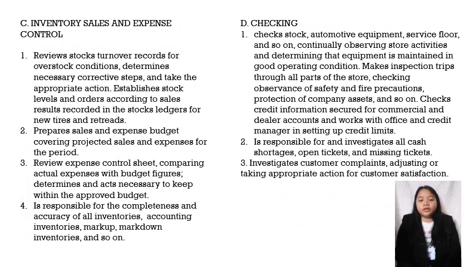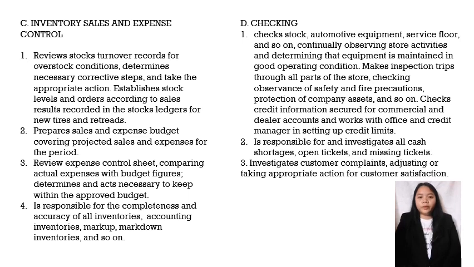C. Inventory, sales, and expense control. Number 1. Review stock turnover records for overstock conditions. Determine necessary corrective steps and take the appropriate action. Establish stock levels and orders according to sales results recorded in the stock ledgers for new tires and retreads.